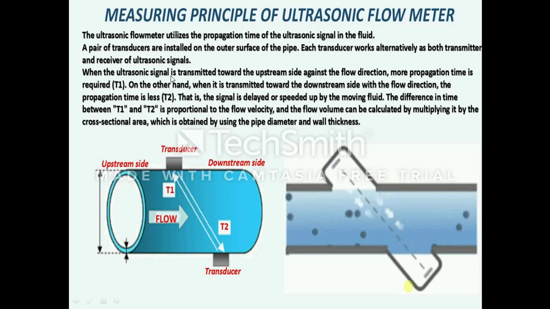Here they have clearly discussed: the ultrasonic signal transmitted toward the upstream side, against the flow direction, requires more propagation time. Transmitted toward the downstream side, along the flow direction, the propagation time is less. Therefore, the difference in time between T1 and T2 is proportional to the flow velocity. This timing will be in microseconds. From this value, we can assess the flow of the fluid.